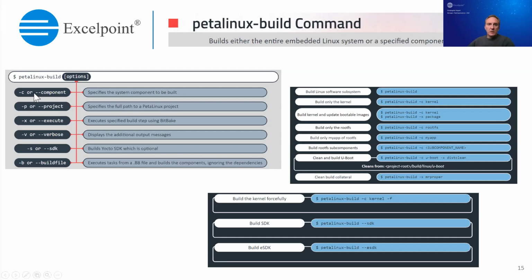So the -c or --component option specifies the system component to be built. Again, the -p or --project option specifies the path to the Petalinux project. The -x option executes specified build steps using bitbake. The -v or --verbose option also displays additional output messages. The -s option builds the Yocto SDK, which is optional. And the -b option executes tasks from a specific .bb file and builds the components, ignoring the dependencies. Also here on the right-hand side, again, a number of commands on how to use this. The first one would build the entire system, but then you can also build individual components such as the kernel, the root file system, or U-Boot, etc.